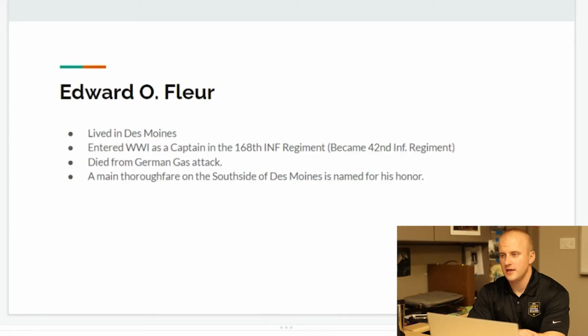Going back to thinking of street names that are familiar, if you've been on the south side of Des Moines, you're probably familiar with Fleur Road. This is because Edward O'Fleur, who was a Des Moines native, lived in Des Moines. He entered World War I. He was a captain in the 168th Infantry. He died from a German gas attack, but nonetheless, notable service and a road named after him today.